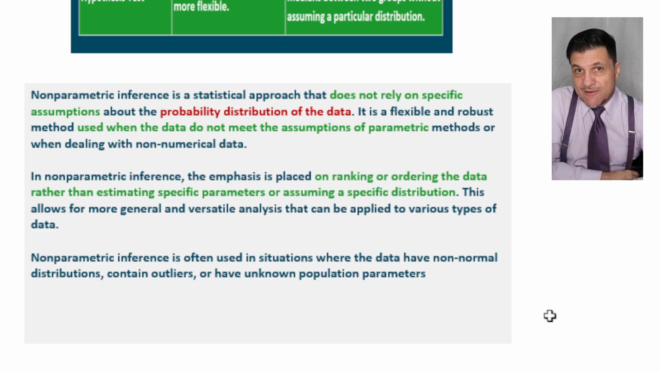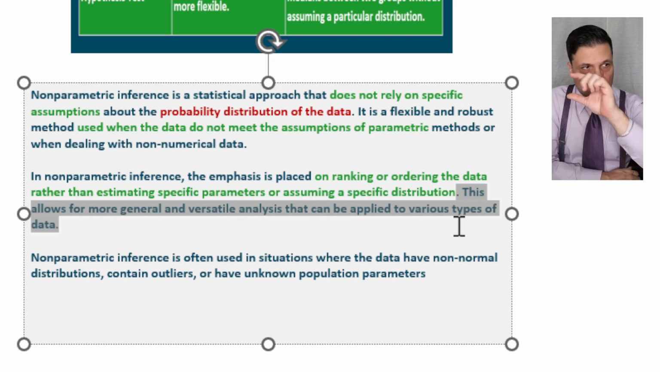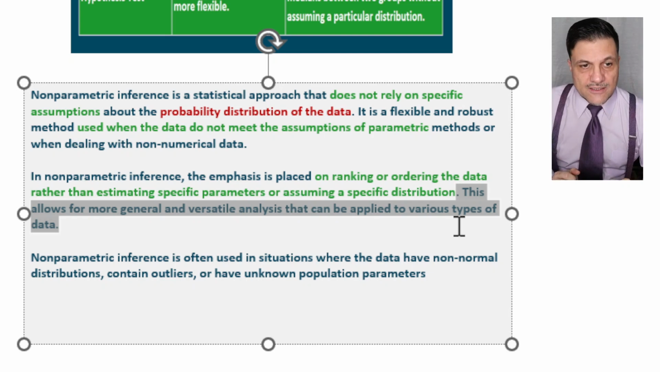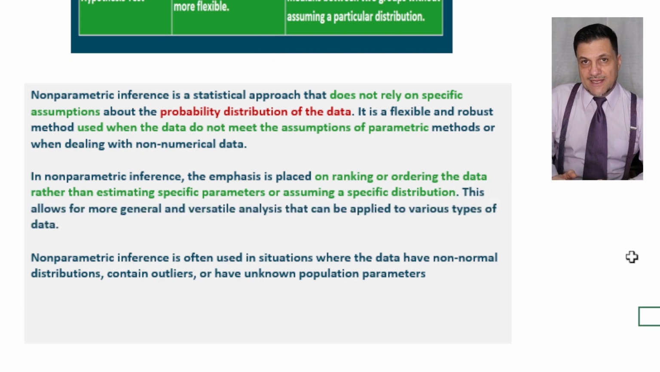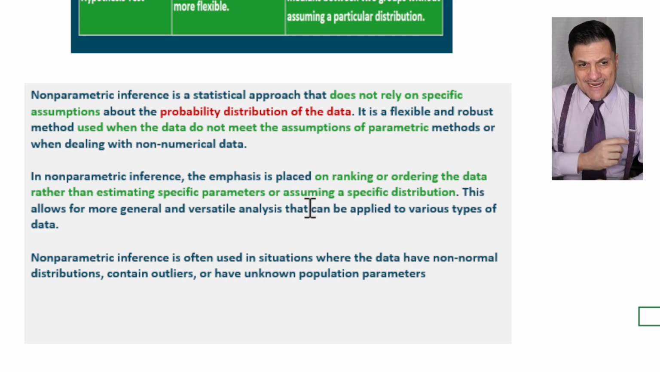Now points, it could become a question. Look at this comment here. This allows for more general and versatile analysis that can be applied for various types of data. Boom. That could be a question about which of the following most likely is a positive aspect of a non-parametric test. Answer, allows for more general and versatile analysis that can be applied for various types of data. See, this one little line could become a question. So just keep that in mind.